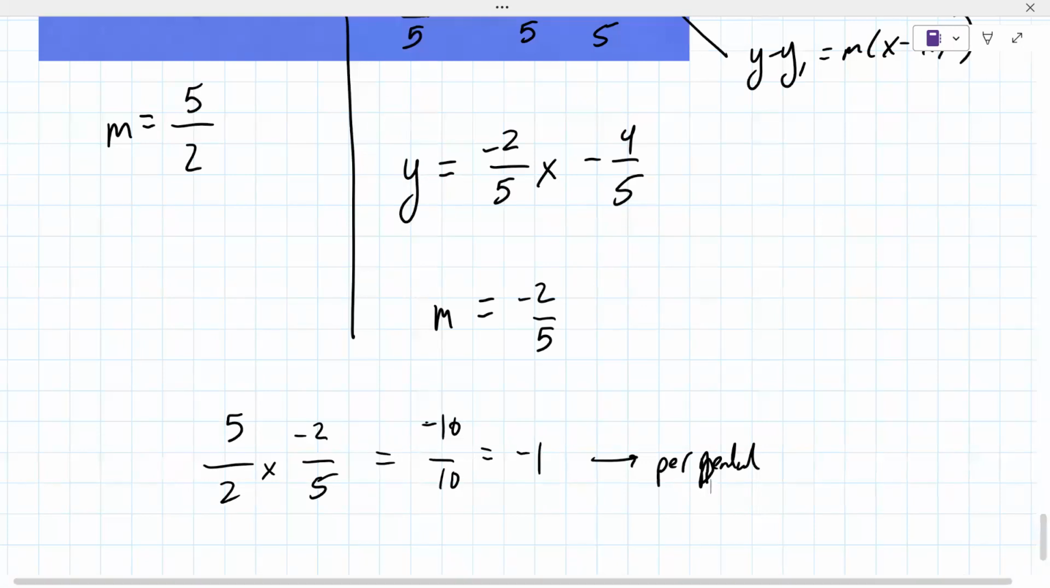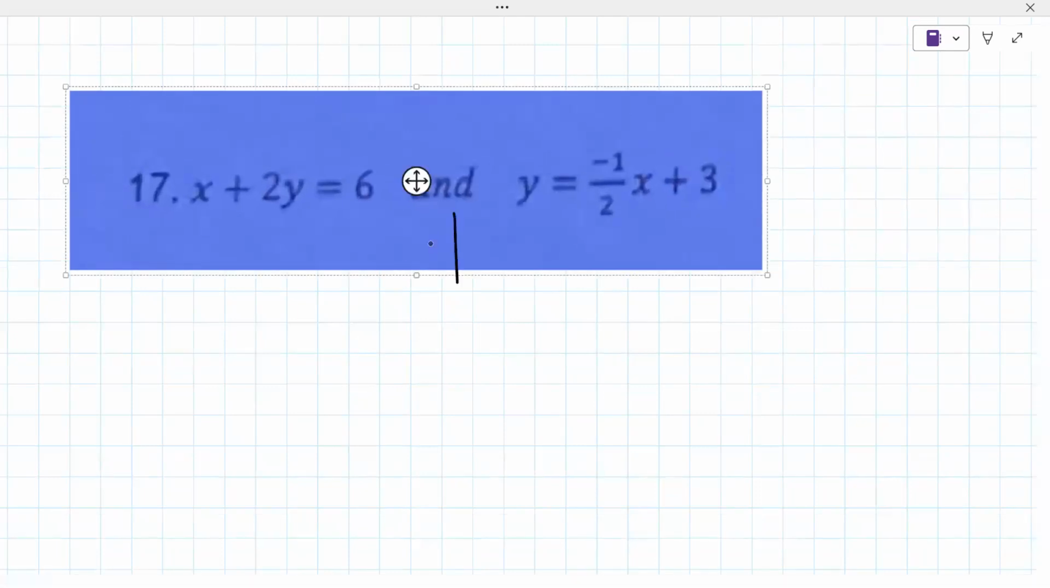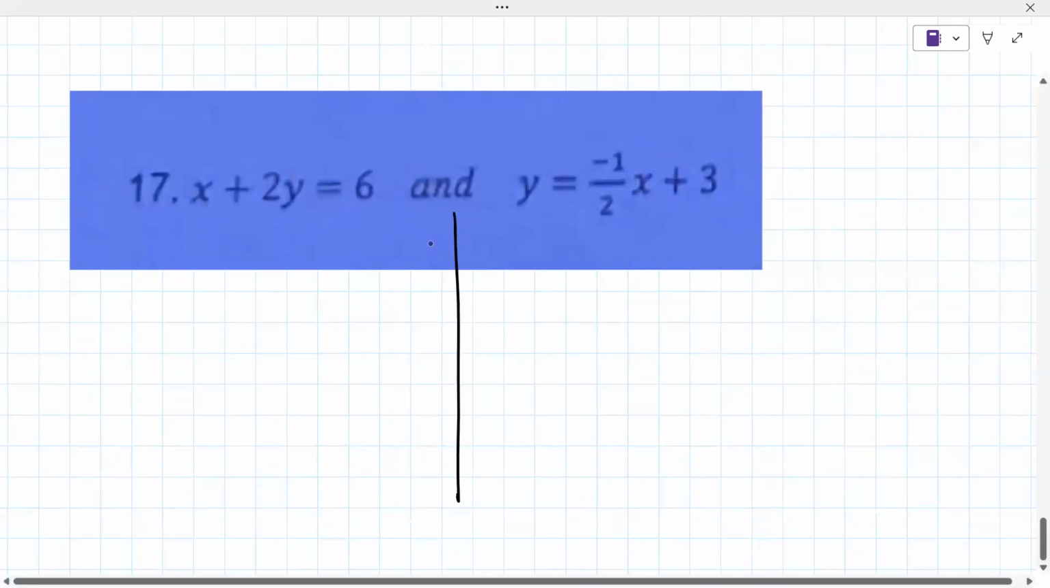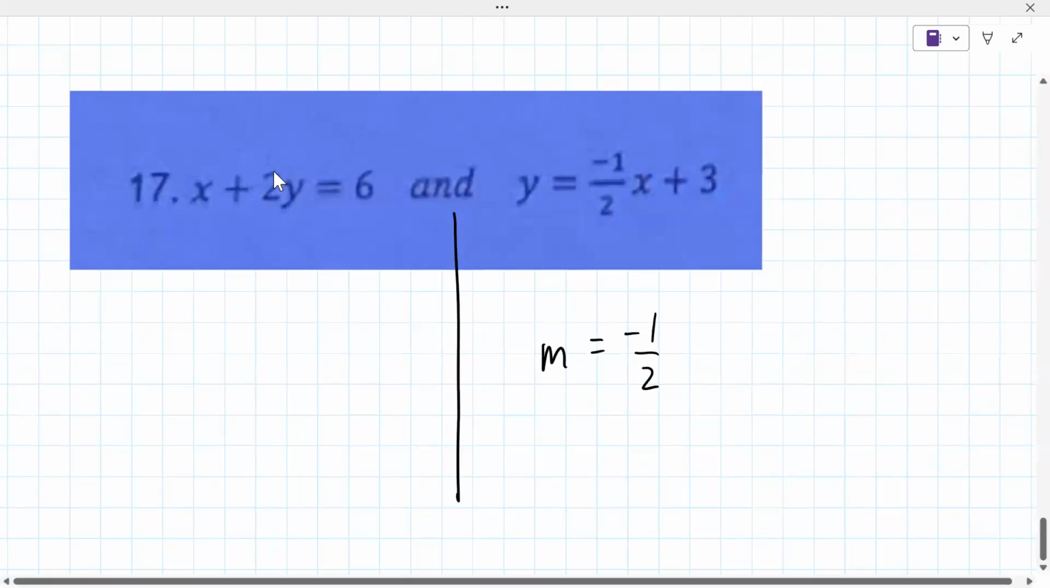So last one here, it's kind of in the same realm. We can tell the slope immediately of which one, the one on the left or the one on the right? The one on the right. Okay, what is its slope? -1/2. Good. The one on the left is a problem because it's not solved for y. It's actually in standard form, which I haven't even talked about, but we need to solve for y.